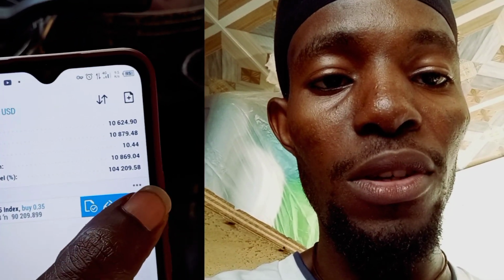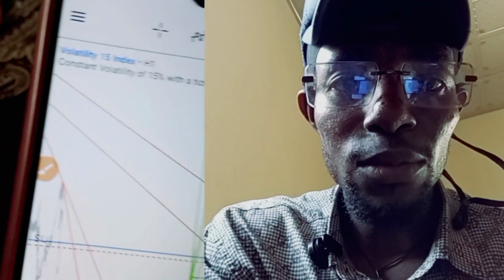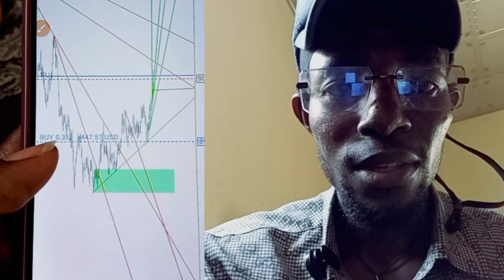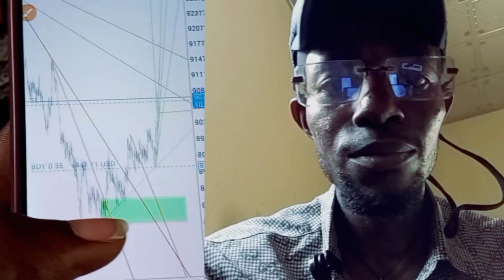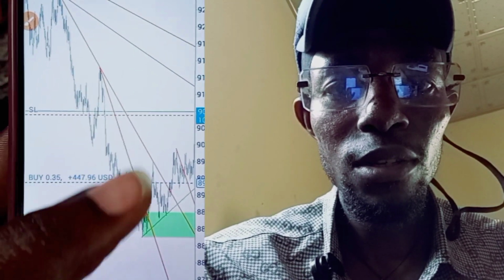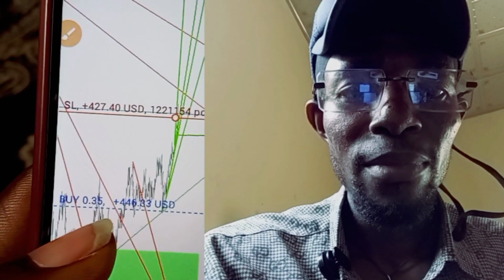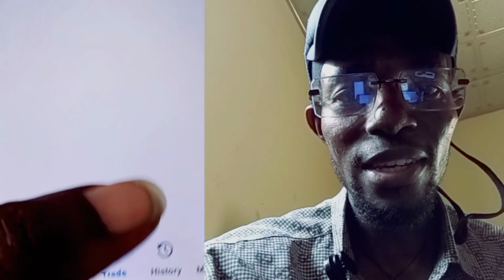So let's take a look at the chart. This is where we're currently at in the market now. By the way, this is a 1 hour time frame right here. So I have adjusted my stop loss all the way up here. You can take a look at it. Stop loss is at $427 from a risk of $50. That's crazy. So what's my profit right here?